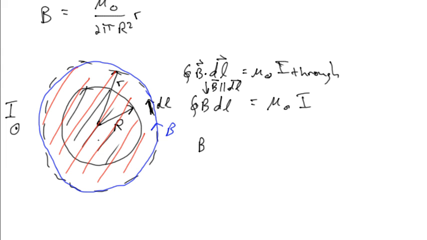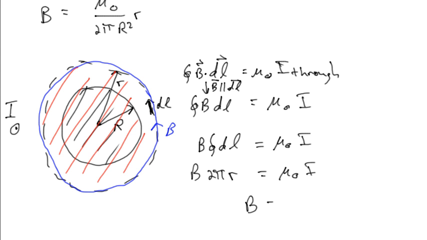All points are at the same distance from the center, so from symmetry the magnetic field has to have the same value at all those points. Every term in this infinite sum has the same exact value of B, and so I can factor it out. This is B times the circumference of that Amperian loop, which is just 2 pi r. So we got mu 0 over I.